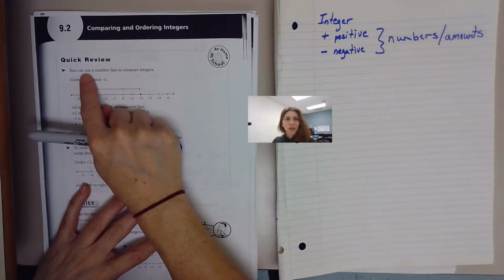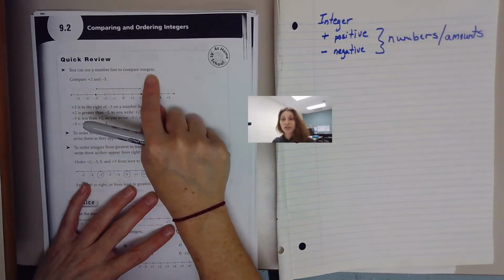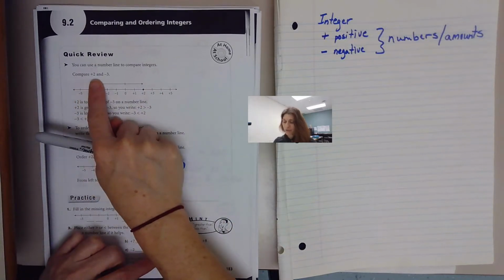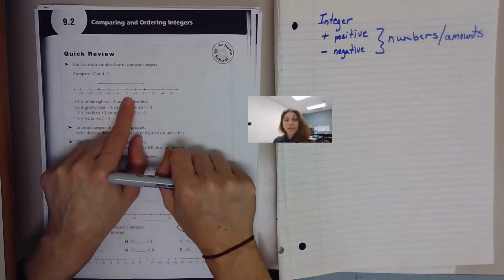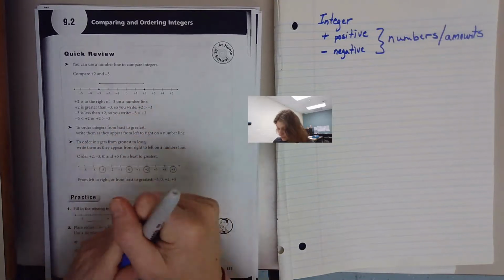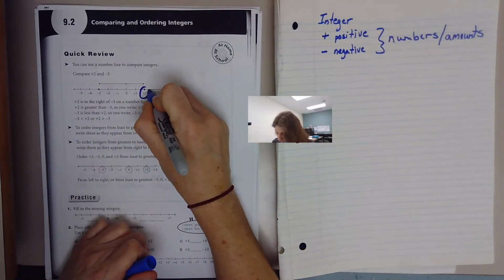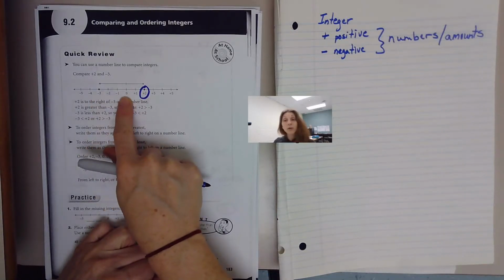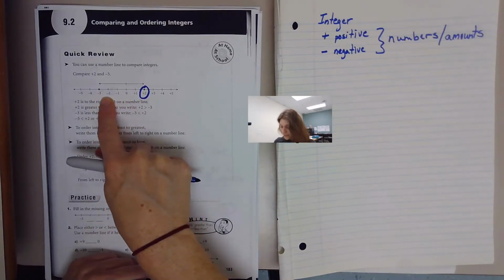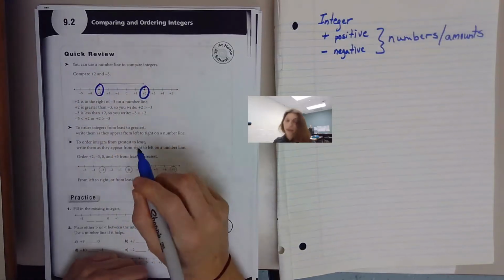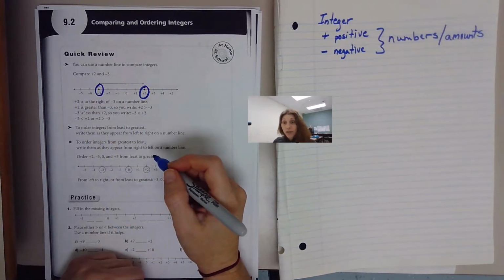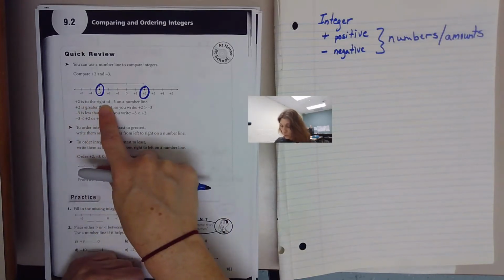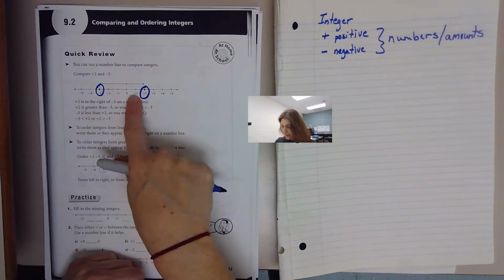Here we go. You can use a number line to compare integers. Absolutely, we talked about this already. Compare positive 2 and negative 3. So if you look on this number line, here is positive 2 right here. And here is negative 3, because here's our 0 point, and we go down to our negative 3. Okay? So if we look at those two numbers, we can compare them. It says positive 2 is to the right of negative 3 on a number line.